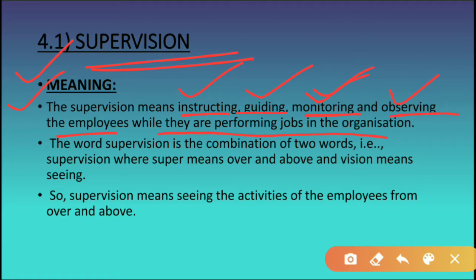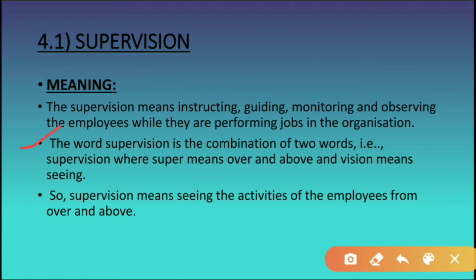So everything they have to monitor and observe, and if the employees are doing something wrong, then the manager needs to guide and instruct them so that they can rectify their mistake and perform the activities in a much better way. So this is what supervising means: instructing, guiding, monitoring and observing the employees while they perform the job. The superiors, meaning the seniors, generally supervise their subordinates. This is what supervision means.